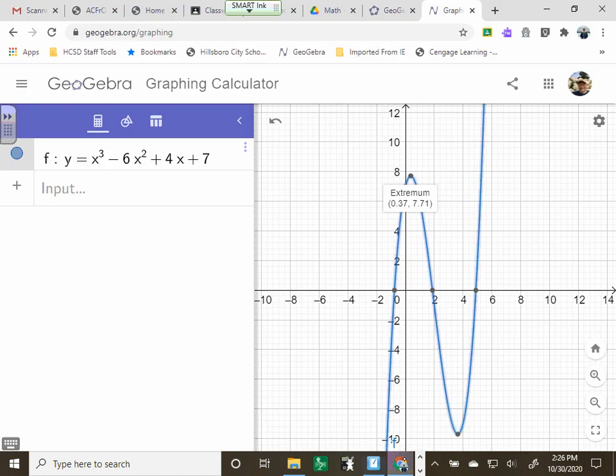All right. And if you want the other points, they're easy to click on too. So then there's the root here, the root there, and then there's the other root. So this is pretty slick how this all works.